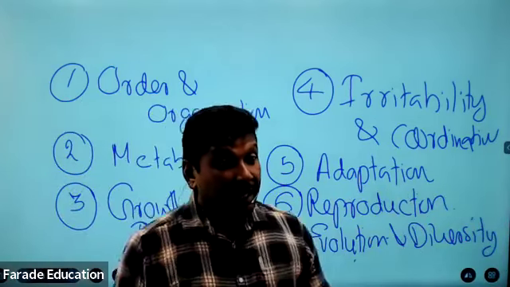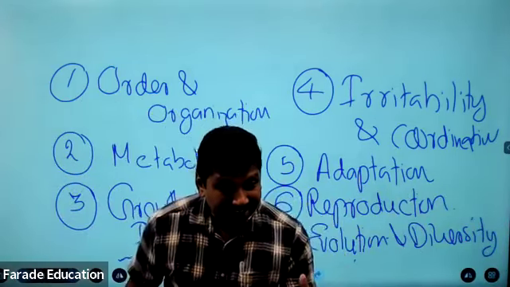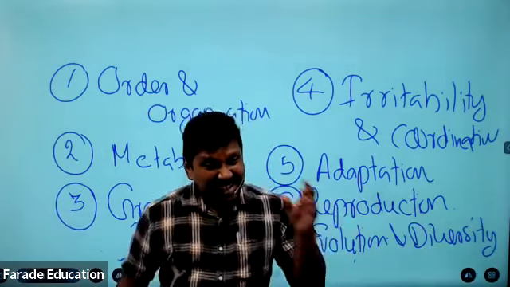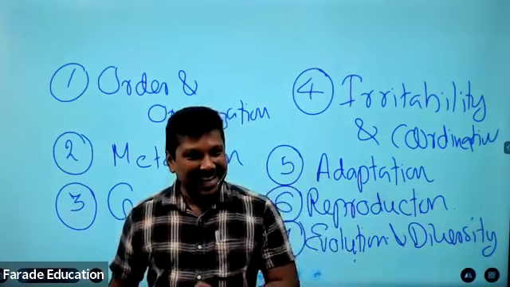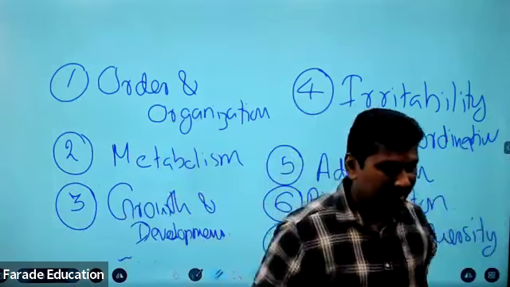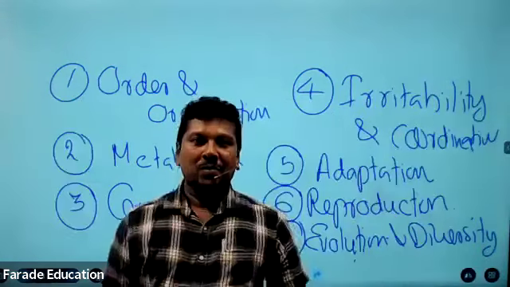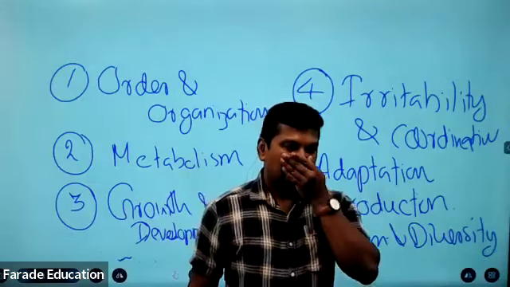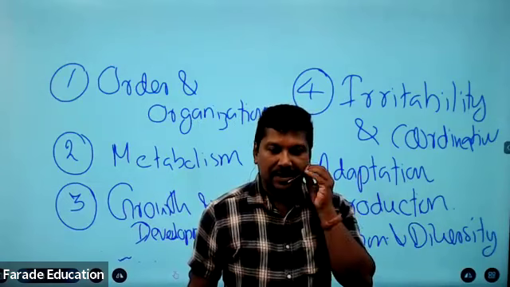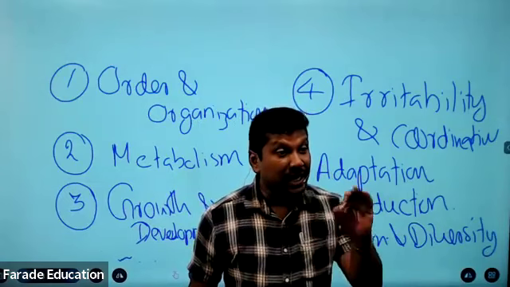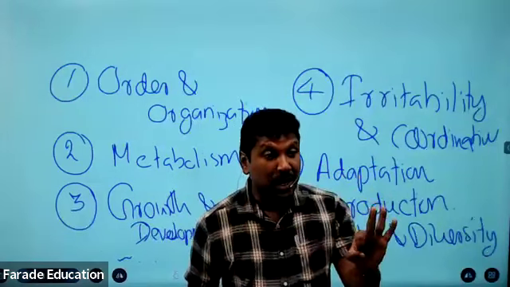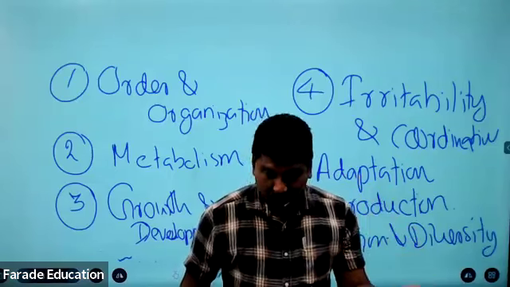Right. Development. What do you mean by development? Irreversible. Use the word irreversible. Irreversible change in lifespan. So that is the growth and development, the third feature that is shown by the living organisms.